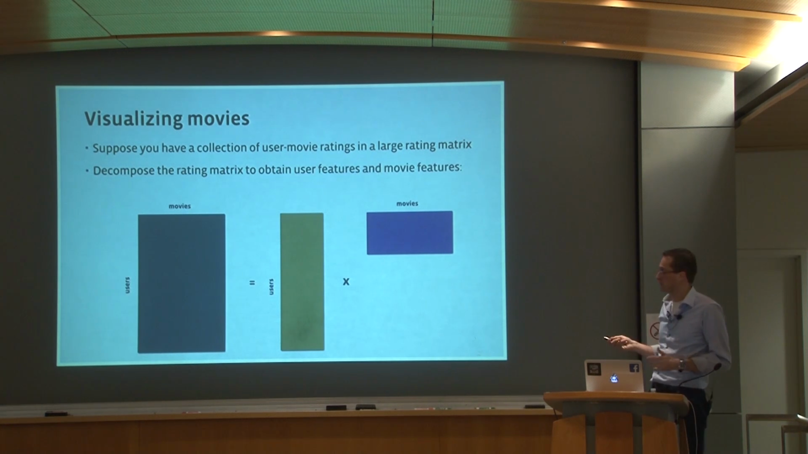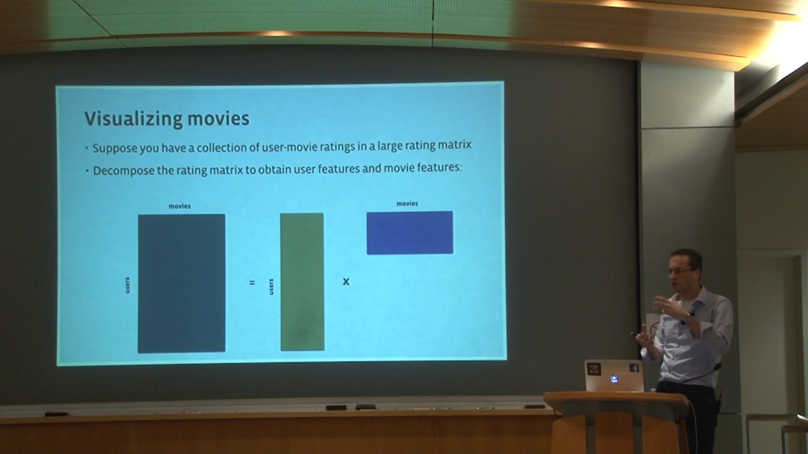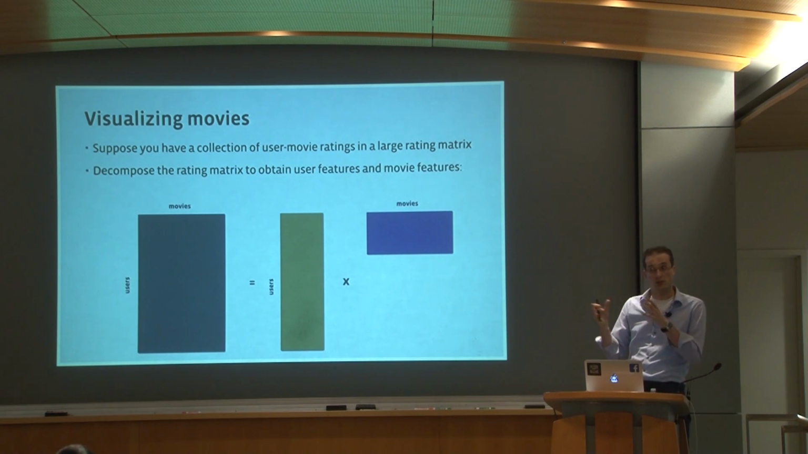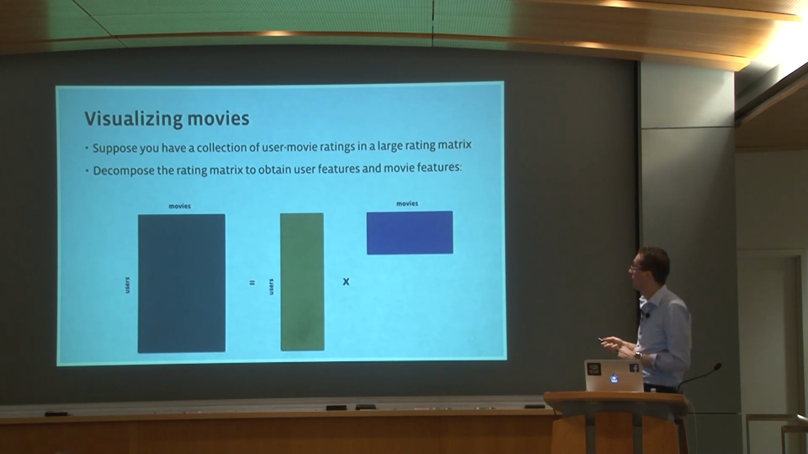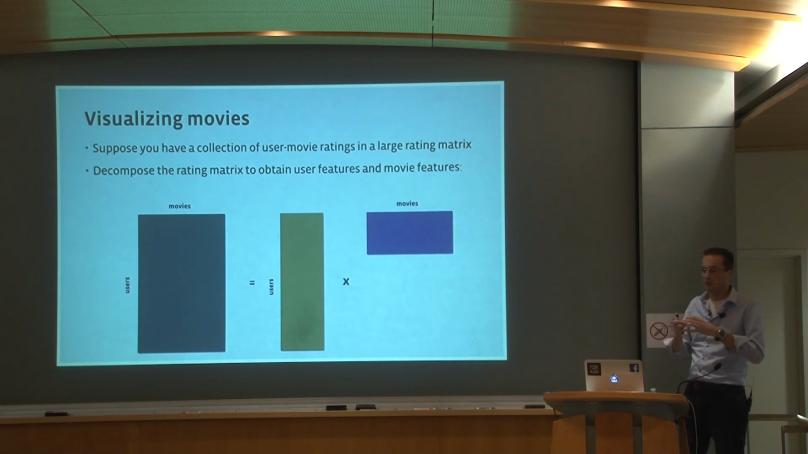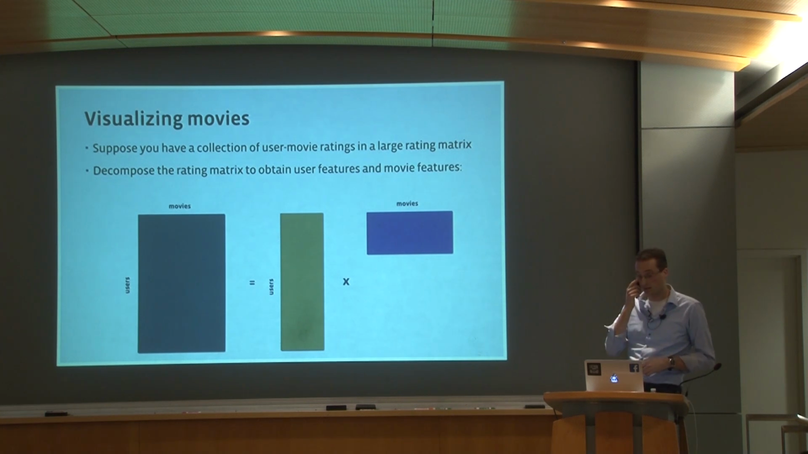But you can also do other stuff. Here I have a column per movie, and those columns somehow describe these movies, in the sense that if I have two similar movies, where similar means the same users would give them the same ratings, then they must have similar columns in this movie matrix. So I can take these movie columns as my high-dimensional features for movies, and I can throw them into t-SNE and try to do a visualization.